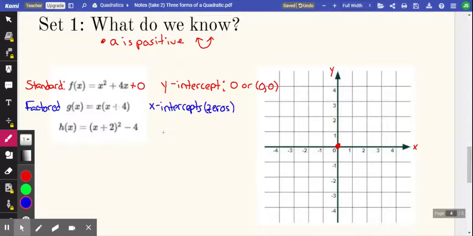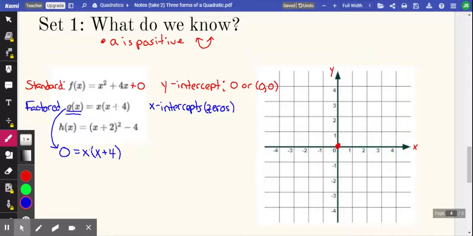Okay, so our zeros. This one takes a little bit of work, so I'm going to give myself some space down here. In order to find zeros, I'm going to set my equation, instead of g of x, equal to 0. That's the only thing that's changed. So I have 0 equals x times x plus 4.